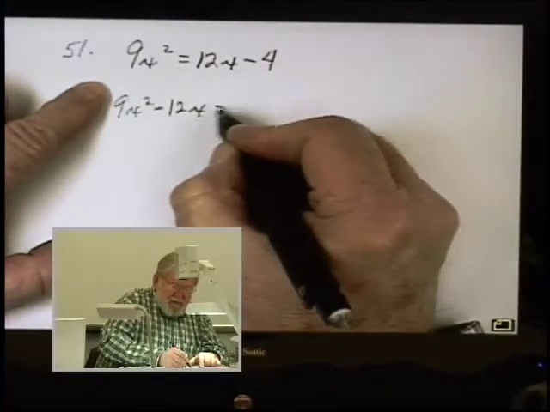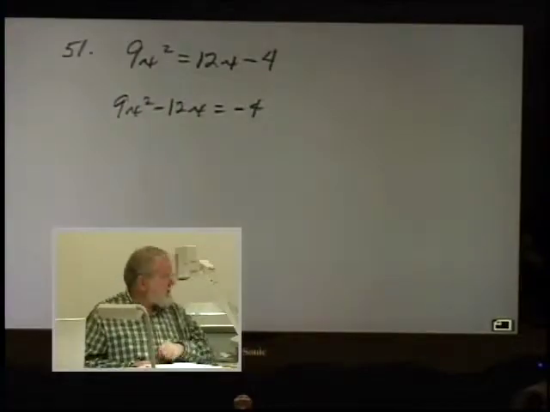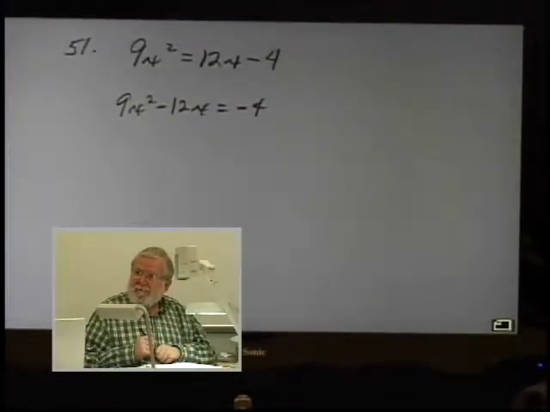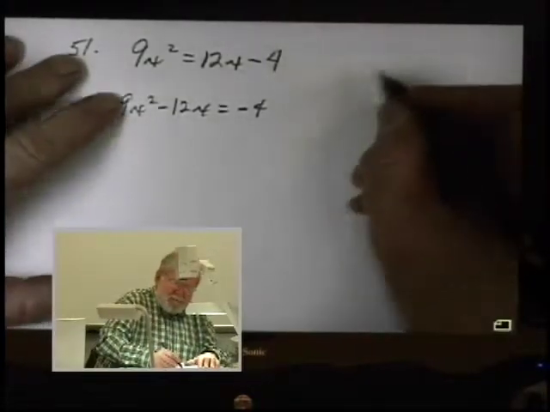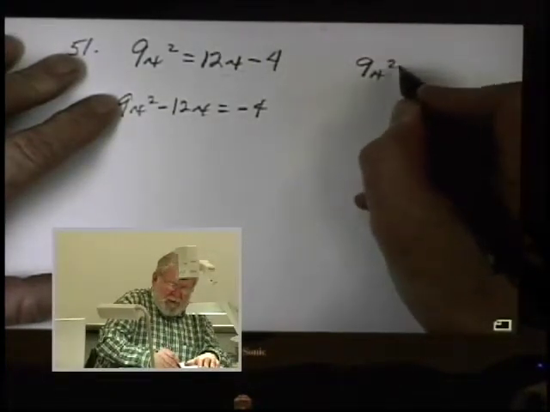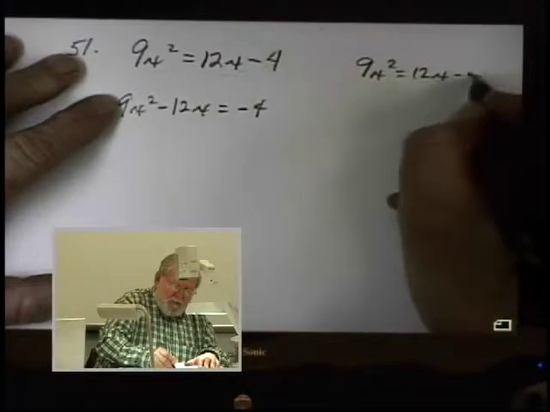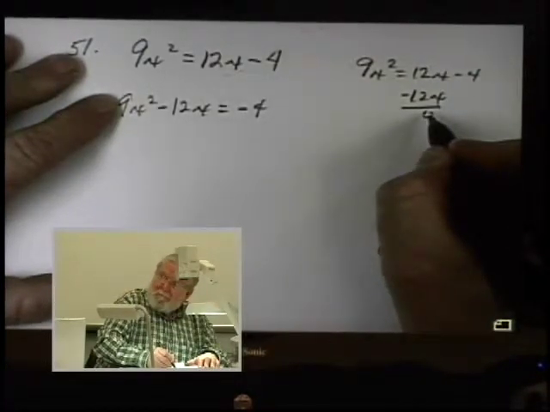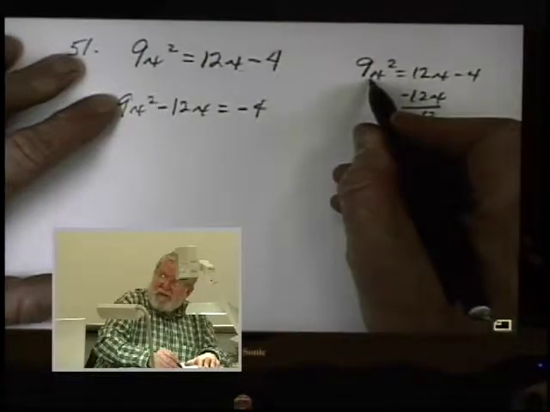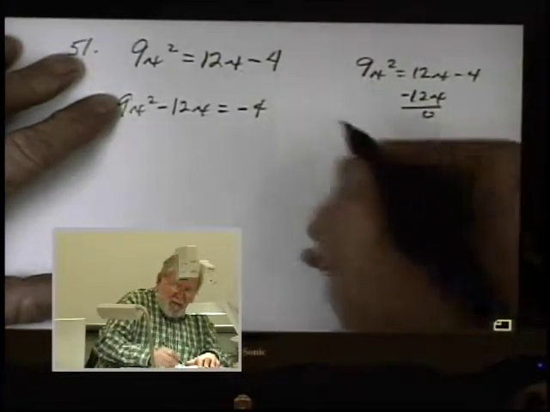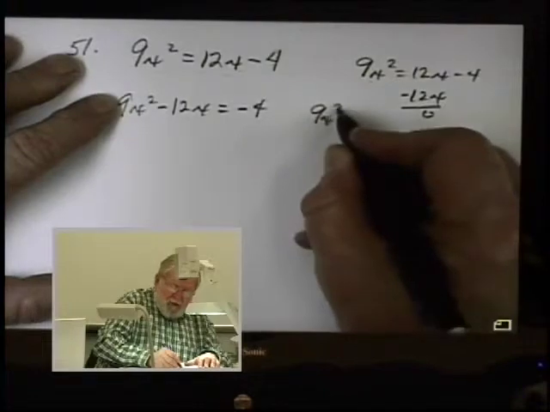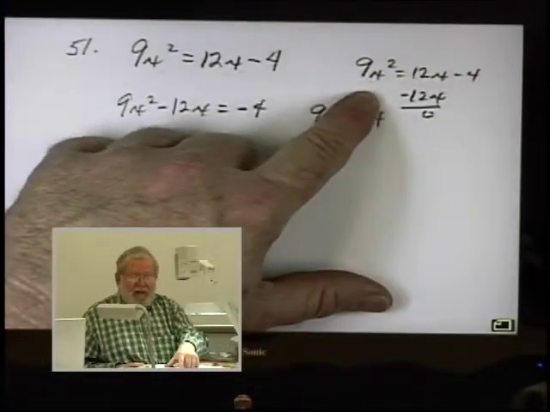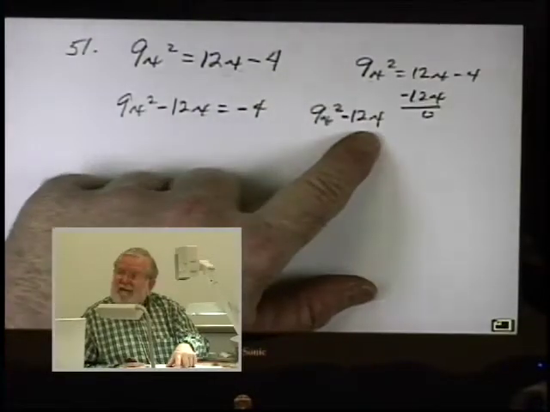12x equals minus 4, if we subtract 12x from both sides, right? 9x squared equals 12x minus 4. If we subtract 12x here, we get 0, but we have to subtract 12x over here. So we have 9x squared minus 12x. We can't subtract 12x directly from 9x squared because this x isn't squared.